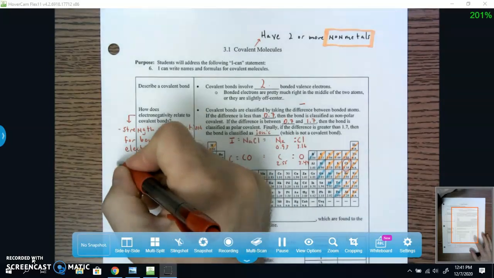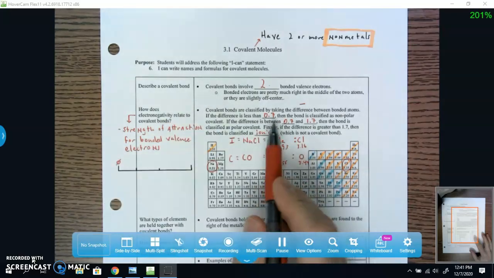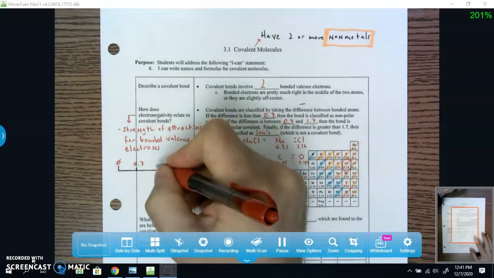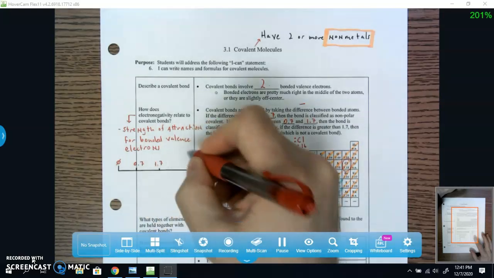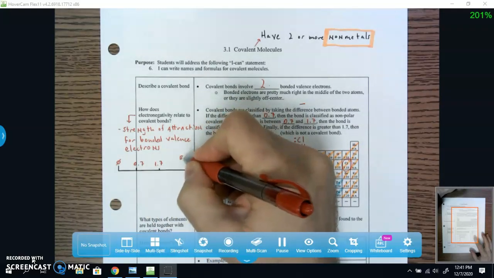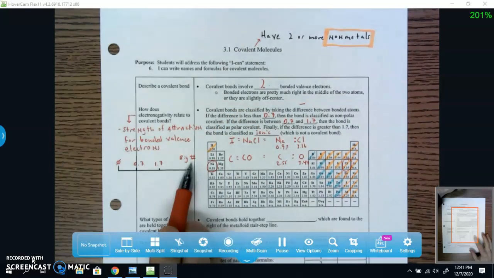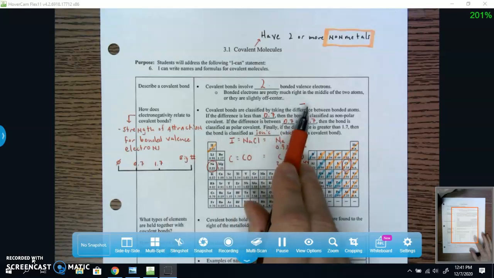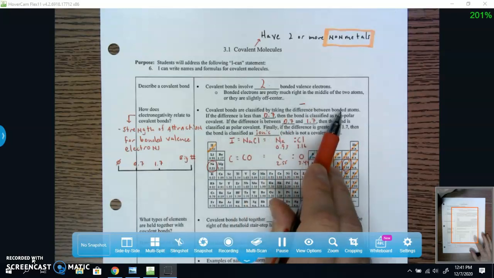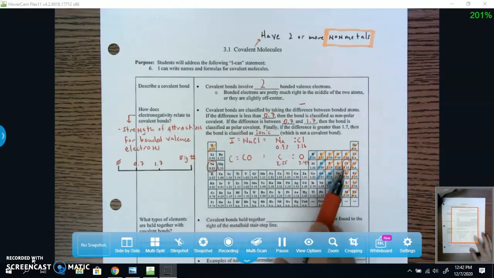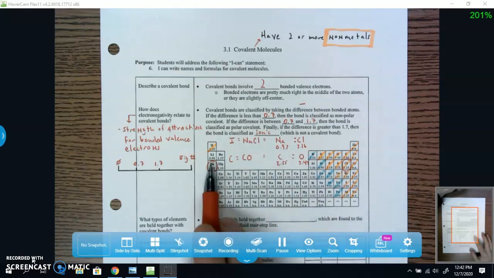So in this scale, I'm going to put 0, 0.7, 1.7, and then on the far right-hand side, I like to put big number. And these numbers that we've plotted here represent the difference between the two bonded atoms. So it's not the numbers from the periodic table, it's the difference between, say, this number minus this number. So let's give this a try.